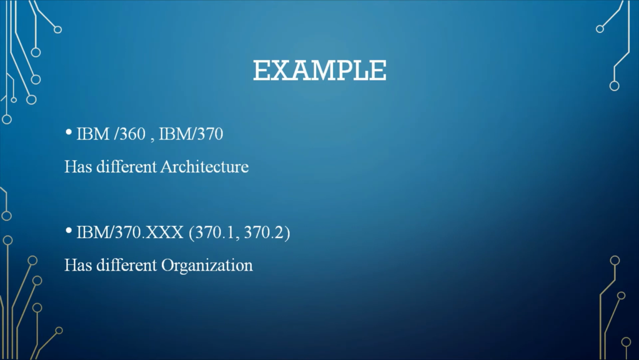Here I have a very basic example to define computer architecture and organization. Here IBM 360 and 370. If the series like this 360 and 370 is changed, then we can say that both the processors have different architecture. But in the next example, there is IBM 370.xxx, that is 370.1, 370.2. If the version is changed, then we can say that they have different organization.